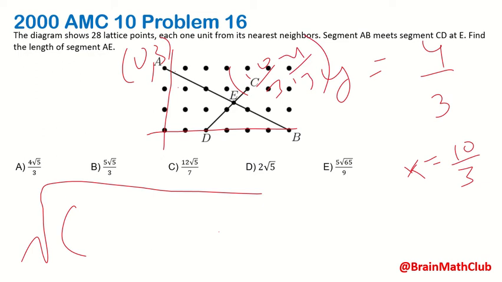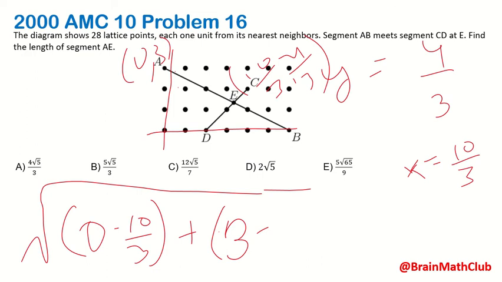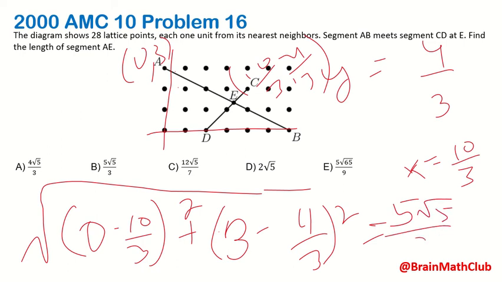So what we can do is take 0 minus 10 upon 3, and 3 minus 4 upon 3, and we have to square these. The square root would get our answer. Now, instead of doing all this heavy calculation, I'm just going to let you know the answer is 5 square root 5 upon 3. So, in other words, the answer is B. So we can circle our answer on the test, and we will know that we got it correct.